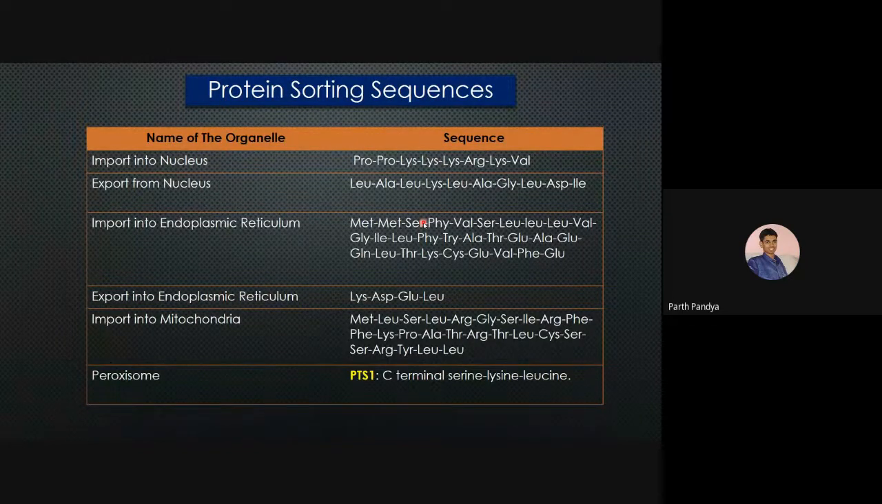Imported into mitochondria is overall a bigger sequence. Here majorly leucine, arginine, alanine, threonine are some of the conserved residues. Likewise, if it is going to the peroxisome, there are two sequences, PTS1 and PTS2. PTS2 is the N-terminal form, whereas PTS1 is more reliable and more researched, showing a C-terminal serine, lysine, leucine rich region. And that is the target sequence where it directly goes to the peroxisome.